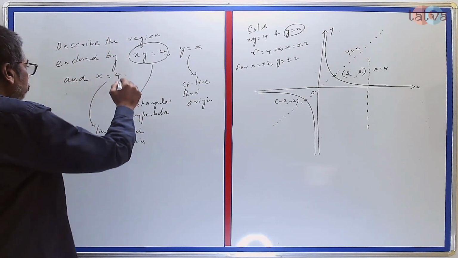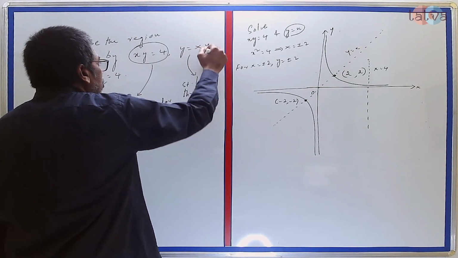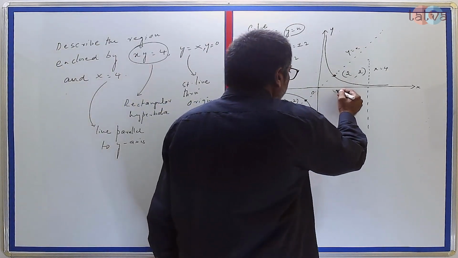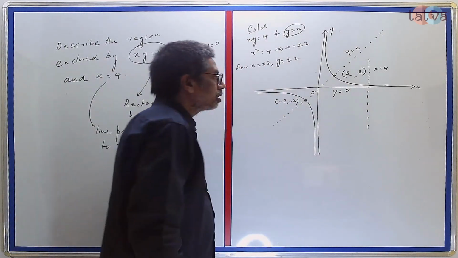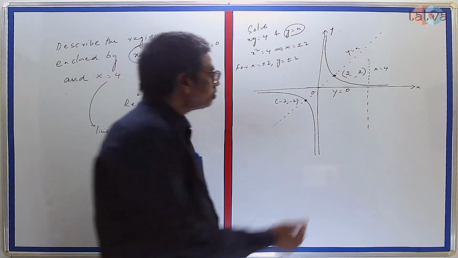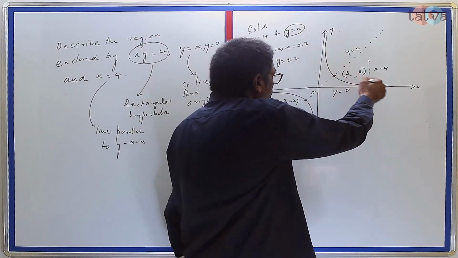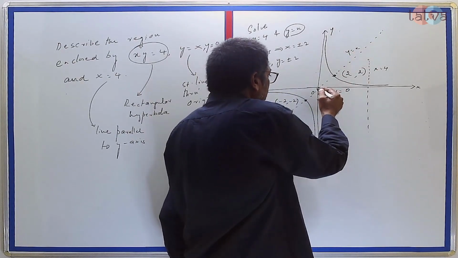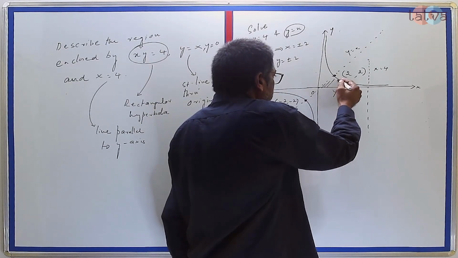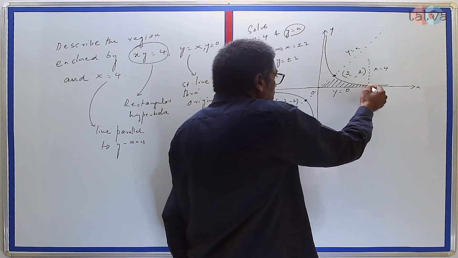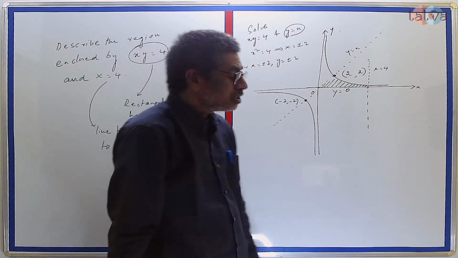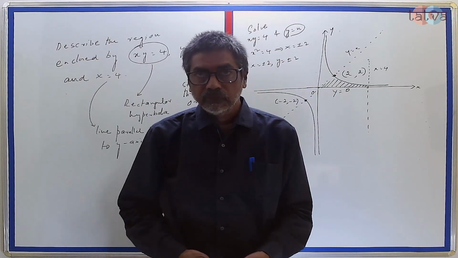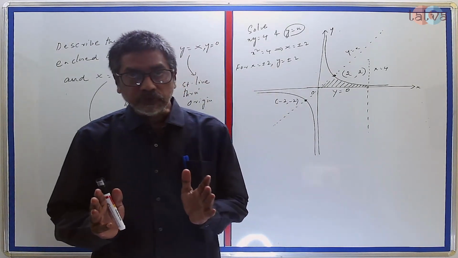Now, I will just add one more equation here. y is equal to 0. So y is equal to 0 will be this line. So now you can see a region that is formed between the hyperbola, the line x is equal to 4, the straight line y is equal to x, and the x-axis. This is the region. So this region is pretty complicated.